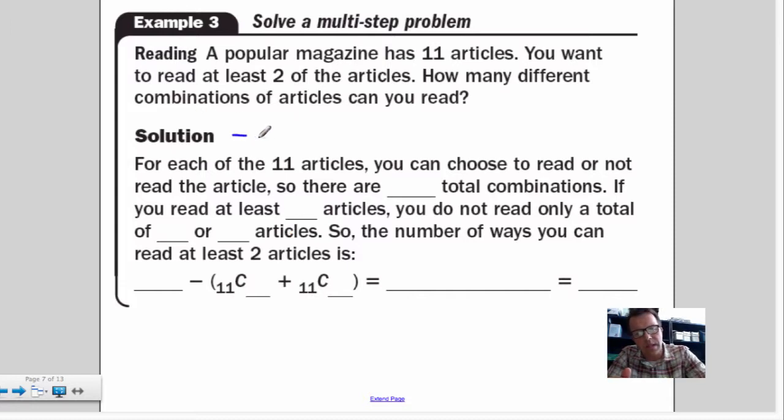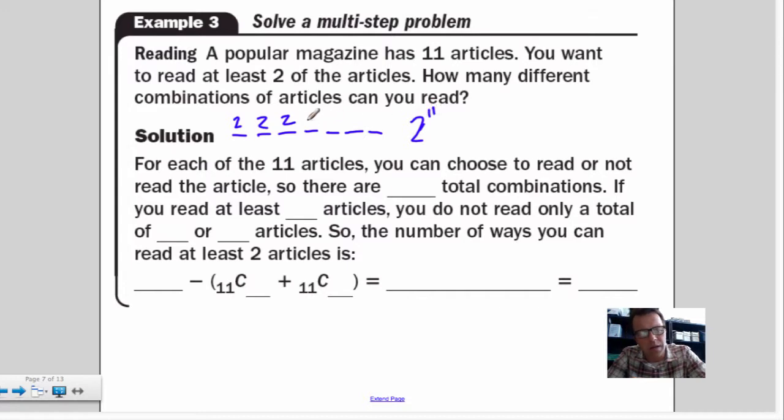So you kind of sit here and say, well, 11 spaces. And so the first article you come up to, how many choices are there? Well, you could either read it or not read it. That's 2 choices. Next article, you could read it or not read it. That's the next one. You could read it or not read it. Again, 2 choices. So basically, of the 11 articles, there are 2 raised to the power 11.